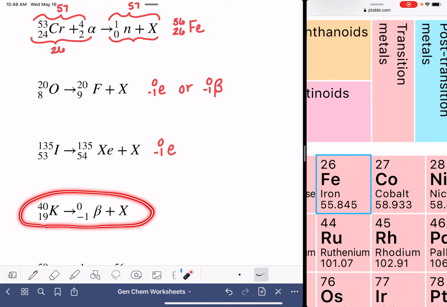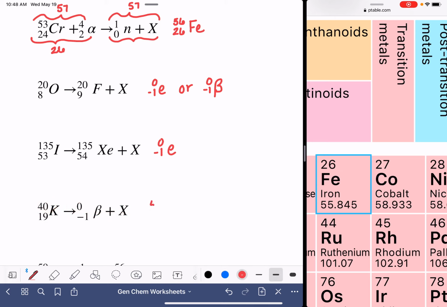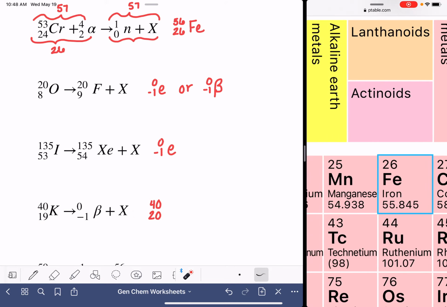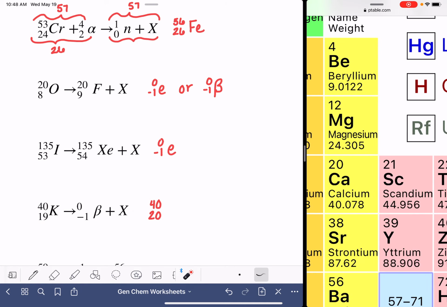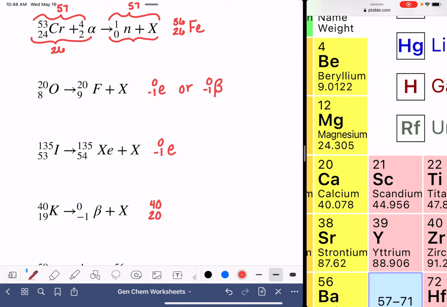For this one, our mass number, we have 40 on the left. We need to have 40 on the right. X needs to have a mass number of 40. We have an atomic number of 19 on the left-hand side and an atomic number of -1 on the right-hand side. So that means X needs to have an atomic number of 20. 20 minus 1 is going to give us 19. Now we need to figure out what element has an atomic number of 20. That is calcium.